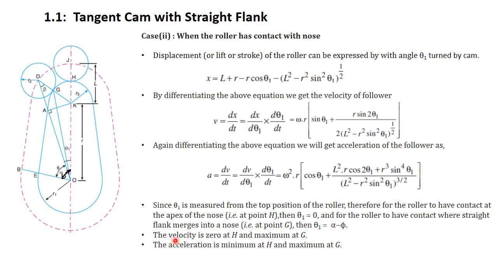Right? The velocity is 0 at point H and maximum at point G. If we see the equation, the velocity is 0 at point H as theta 1 is equal to 0. Sin theta 1 becomes 0 and velocity becomes 0, and it is maximum at theta 1, which is nothing but alpha minus phi. Then the acceleration is minimum at point H and maximum at point G.